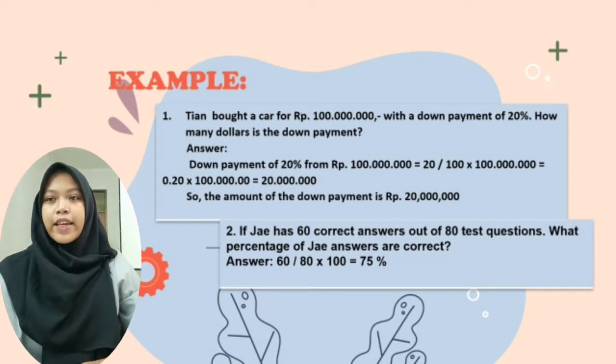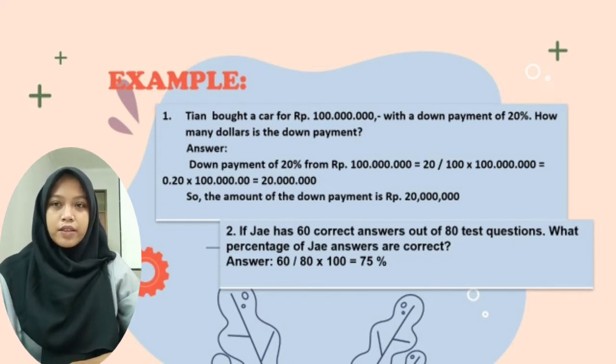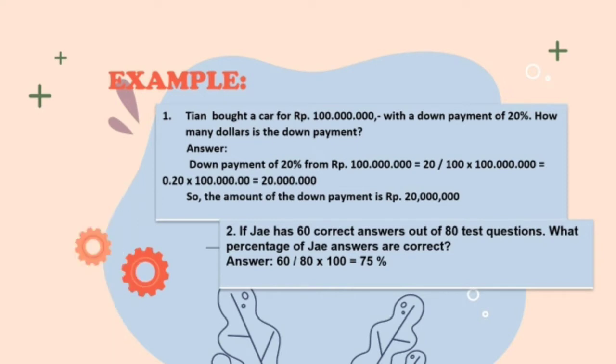Question 1. Tian bought a car for 100 million rupiah with a down payment of 20%. How much is the down payment? Down payment of 20% from 100 million rupiah is 20 out of 100 times 100 million. So, the down payment of 20% is 20 million rupiah. So, the amount of the down payment is 20 million rupiah.